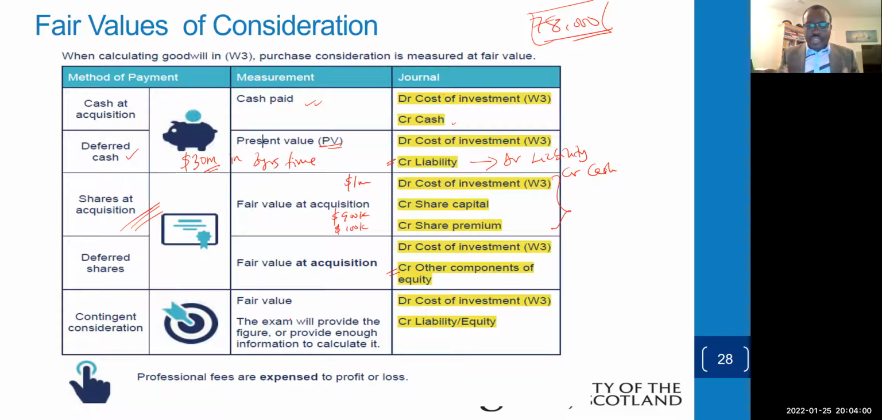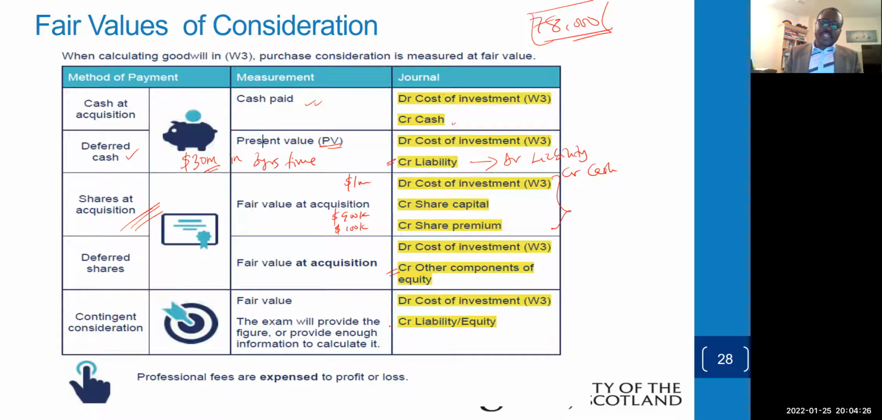And when the time matures, you just reverse the transaction. And then we could also be asked about contingent consideration. In this scenario, in the exams, the question will give you so much detail to help you calculate the contingent consideration. But again, depending on the kind of contingency, you either credit the liability or the equity. The question will be very clear.